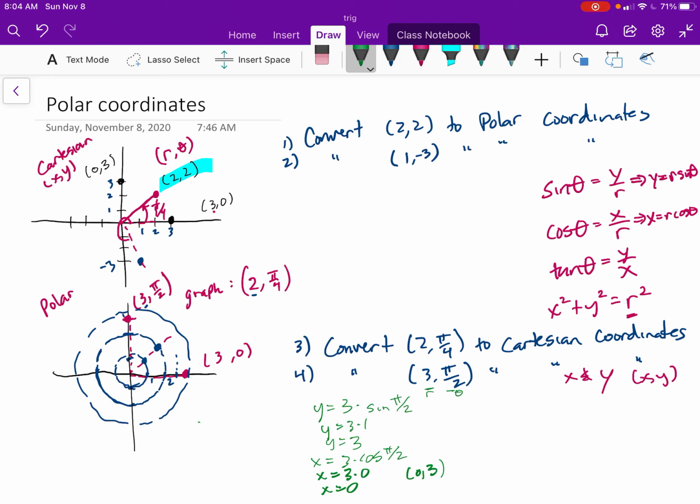Do the same thing for 2, pi over 4. So y equals 2 times sine pi over 4. Well, sine of pi over 4 is root 2 over 2. Y equals 2 times root 2 over 2. So y is the square root of 2. Okay, x is going to come out to be the same thing because we do r cosine theta. And cosine and sine both have root 2 over 2 as the value. So the 2's cancel and we get root 2. So that coordinate 2, pi over 4 is (root 2, root 2).